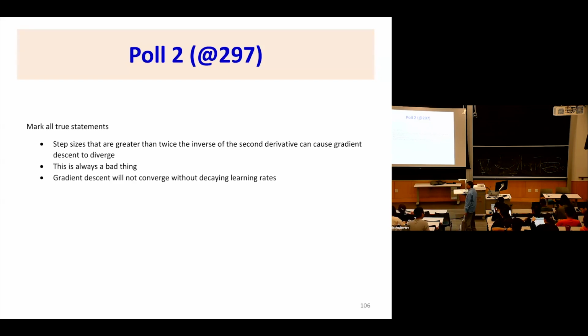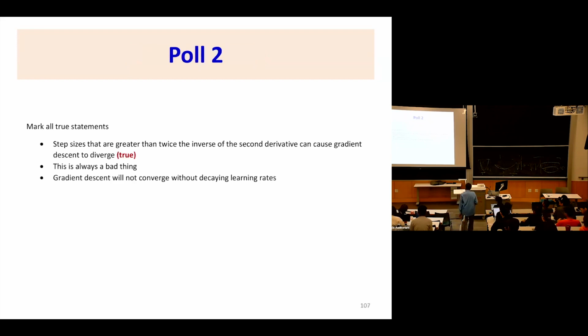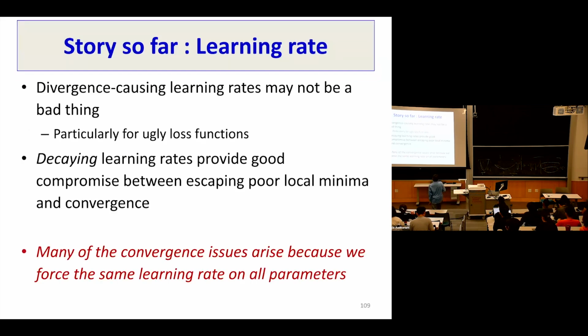Okay. Does anybody want to tell me that the first statement is true? Yes or no? Yes. Second one? And the third? Okay. Right, only the first one is true. Beautiful. Okay. So many of the divergence-causing learning rates may not be a bad thing for ugly loss functions. Decaying the learning rate provides a good compromise between escaping local minima and convergence. But many of the convergence issues arise because we force the same learning rate on all parameters, right?